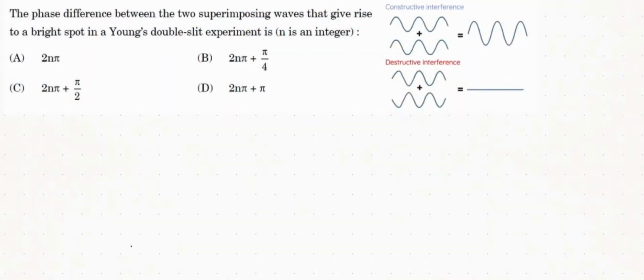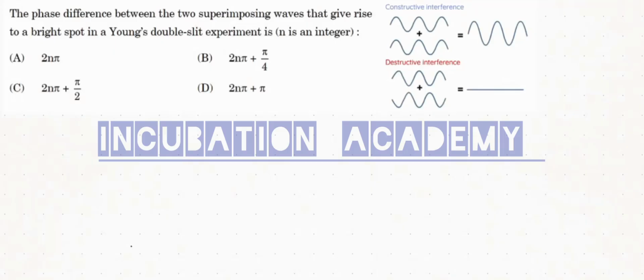Welcome everyone. The question shown on the screen came in the CBSE 2026 physics question paper. The phase difference between the two superimposing waves that gives rise to a bright spot in a Young's double slit experiment, where n is an integer. Four options are given: 2nπ, 2nπ + π/4, 2nπ + π/2, 2nπ + π.